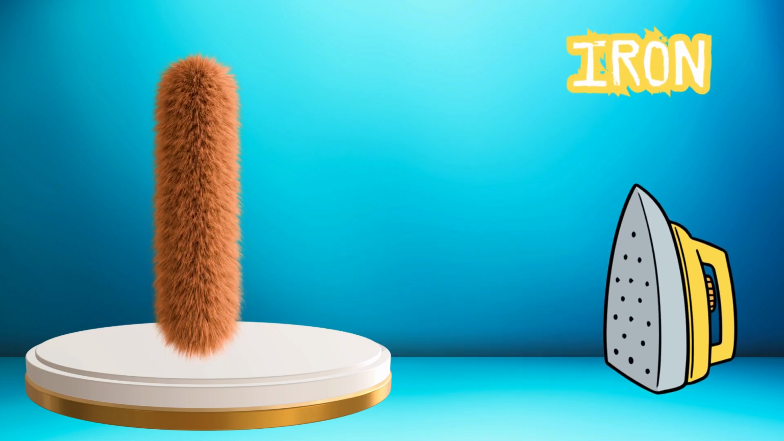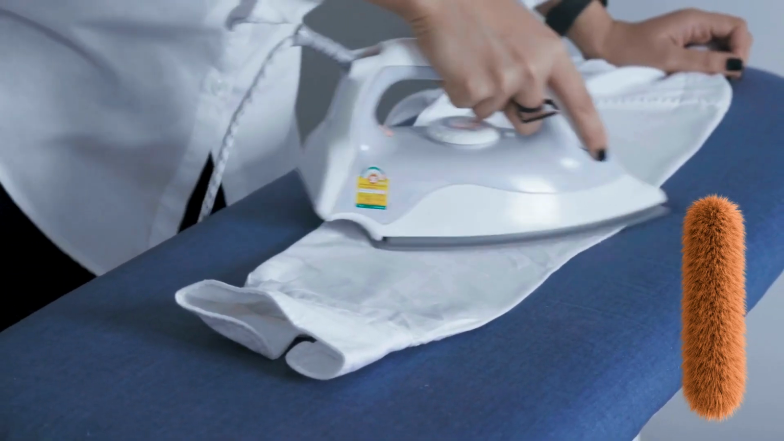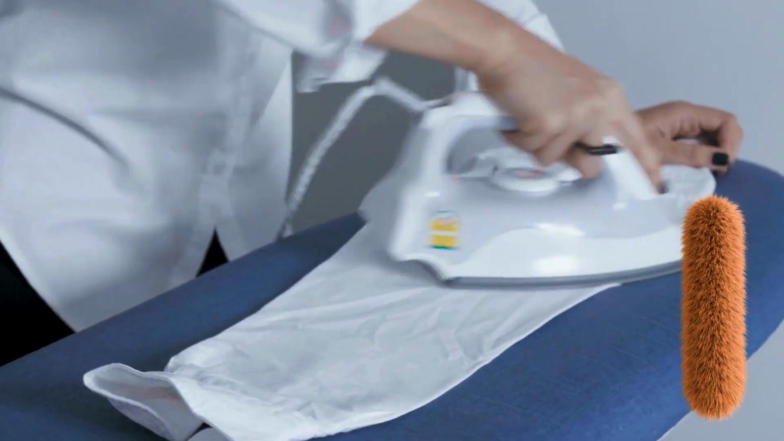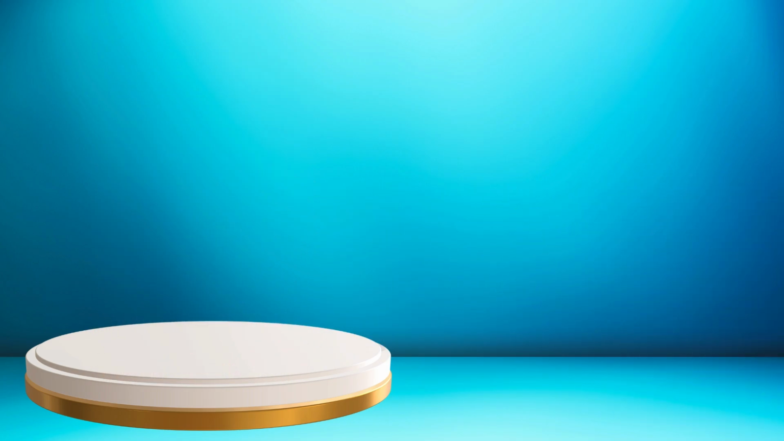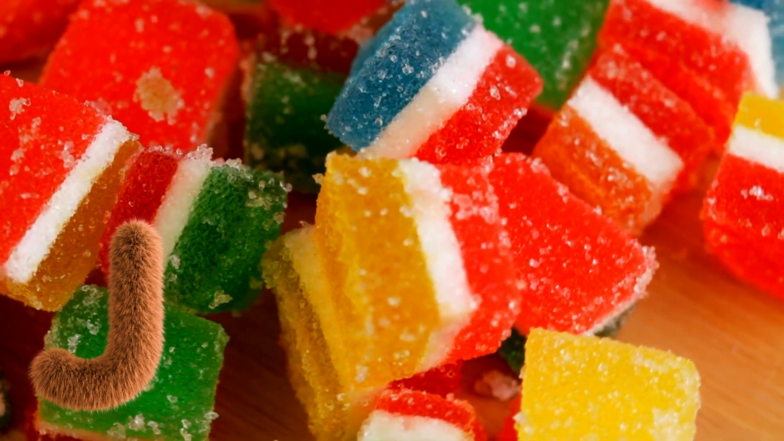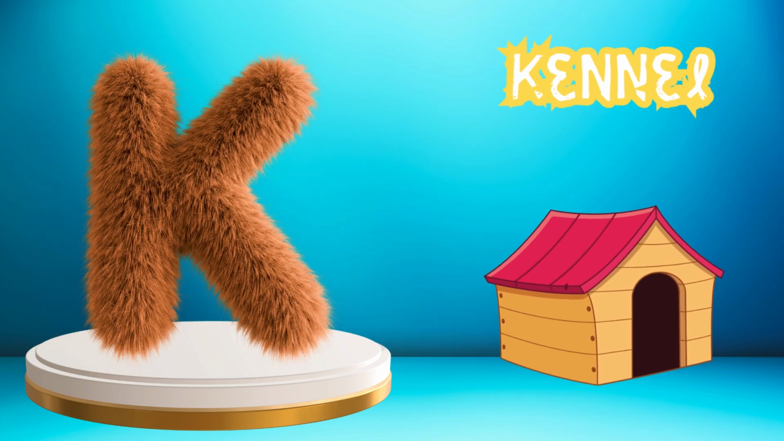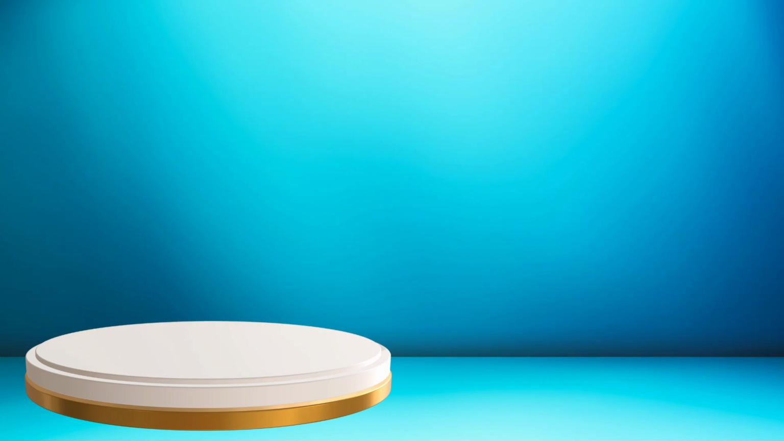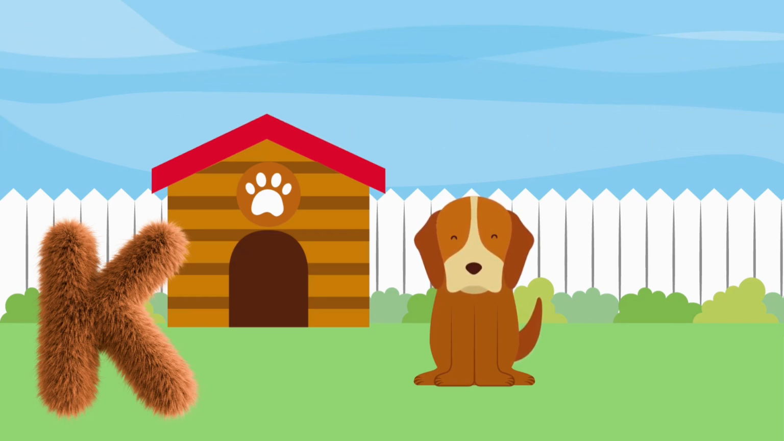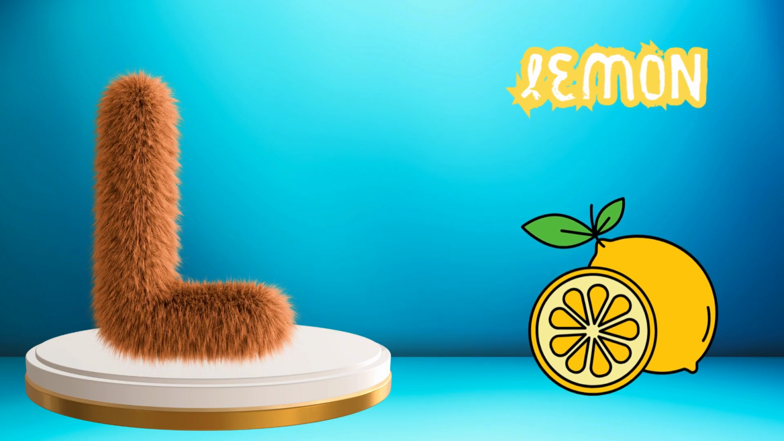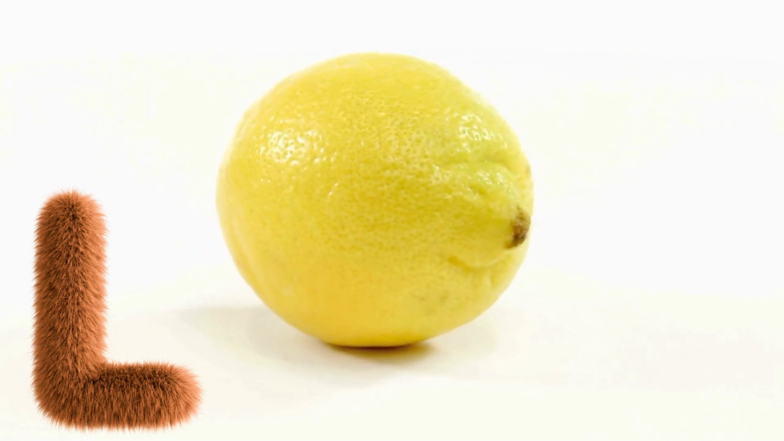I is for iron. I is for iron. J is for jelly. J is for jelly. K is for kennel. L is for lemon. L is for lemon.